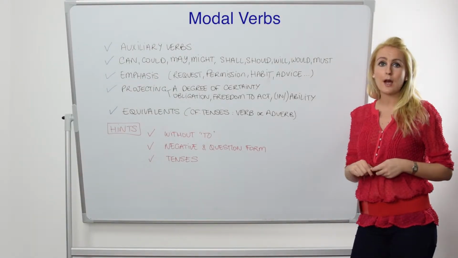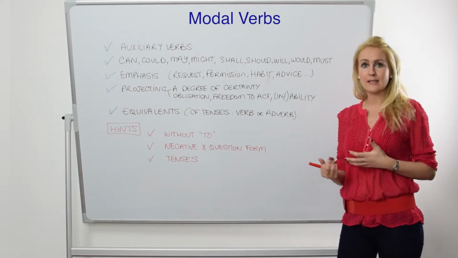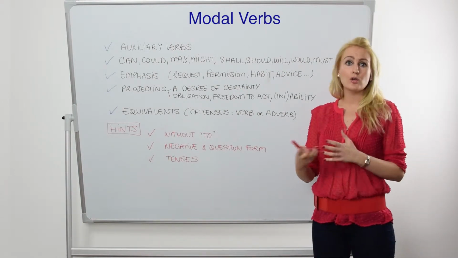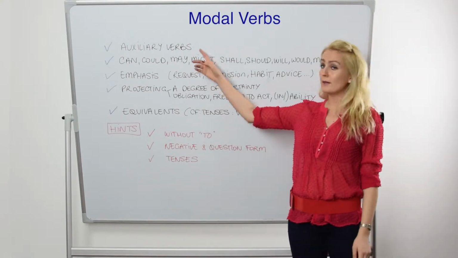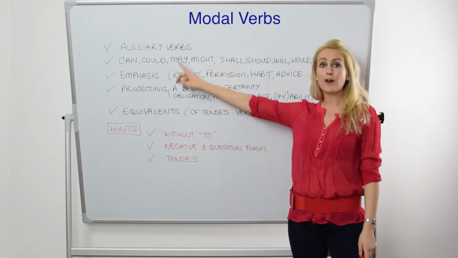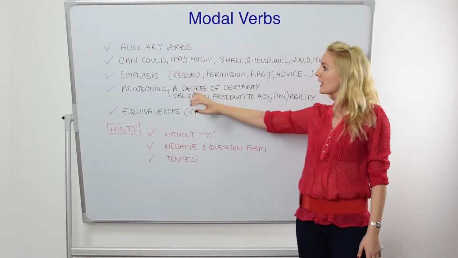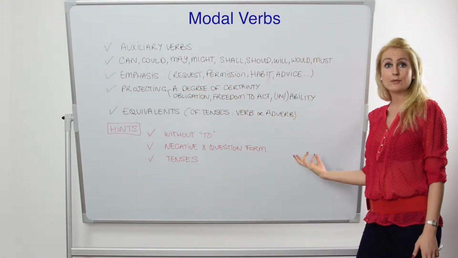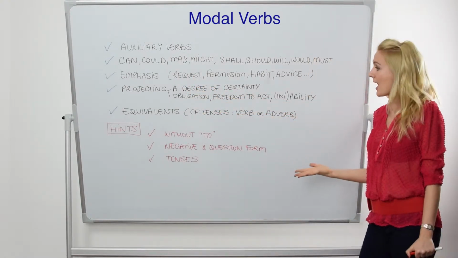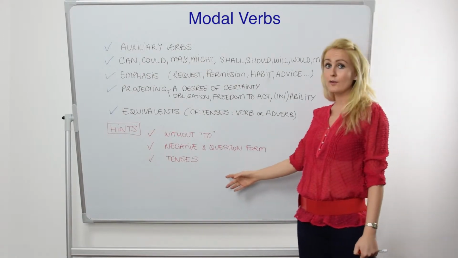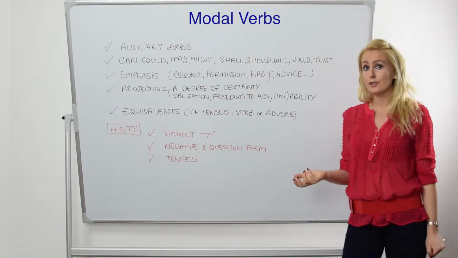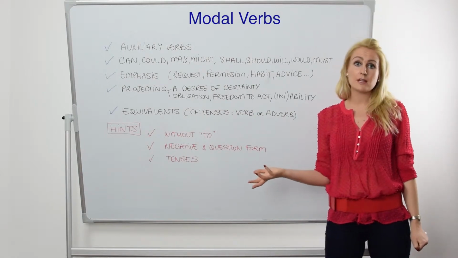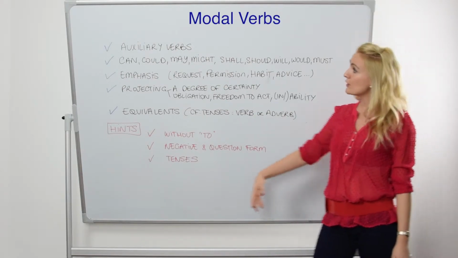Now modal verbs have their particularities. They do not function like normal regular verbs. Why is that? First of all, it's because they belong to the category of auxiliary verbs. They don't exist in all the tenses. And when we create a negative or question form, they don't use our auxiliary to do, like most verbs in certain tenses. So what are modal verbs?